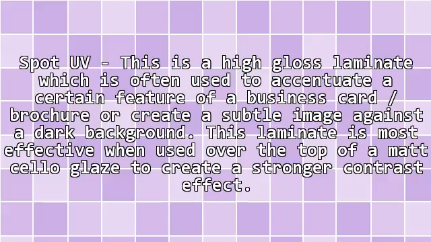Spot UV. This is a high-gloss laminate, which is often used to accentuate a certain feature of a business card or brochure, or create a subtle image against a dark background. This laminate is most effective when used over the top of a matte cello glaze to create a stronger contrast effect.